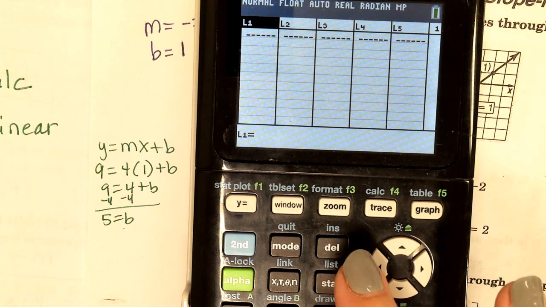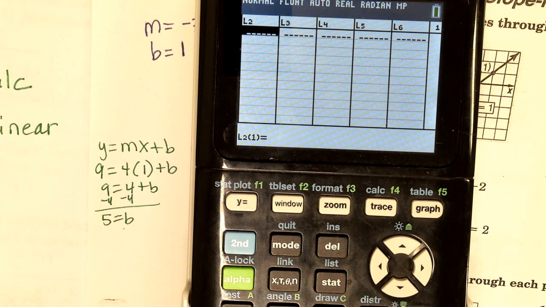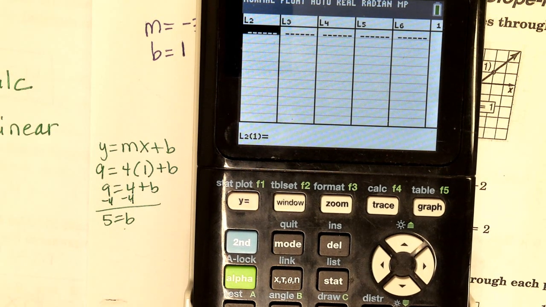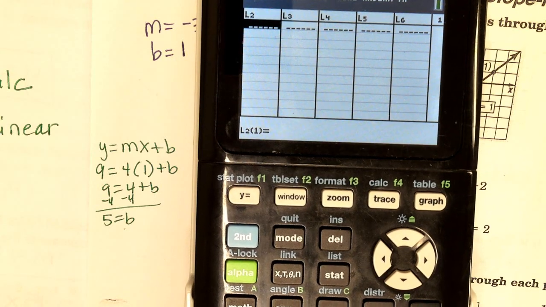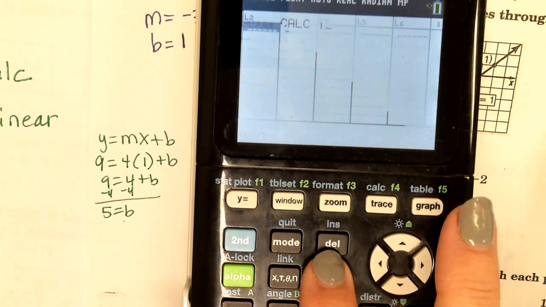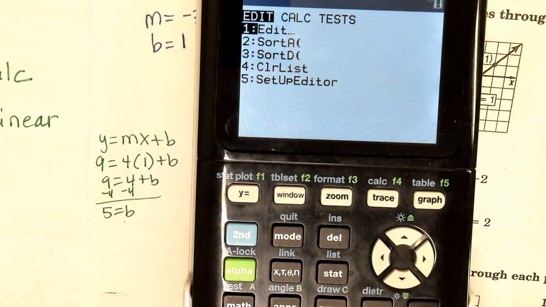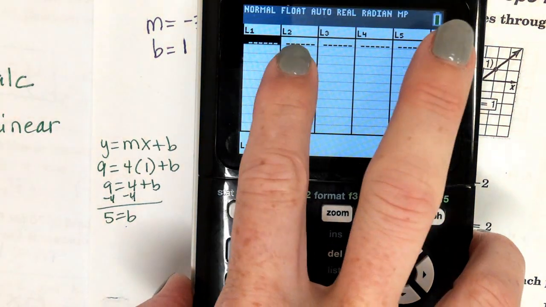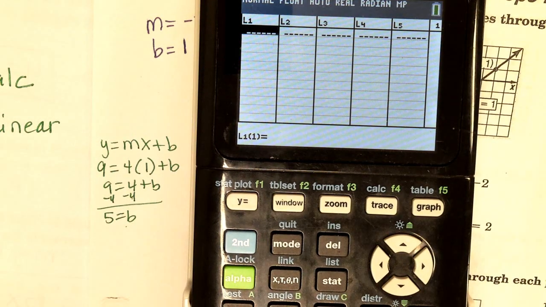Watch what happens if I hit delete. The whole list is gone and it will no longer work, okay? So that's not a good thing. To fix it, you go back to stat, and you hit setup and just hit enter and it should be back. So stat edit, it should be L1, L2, L3, L4. Okay, so don't delete your list.